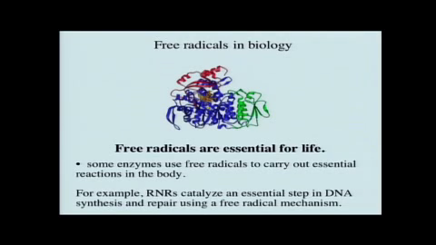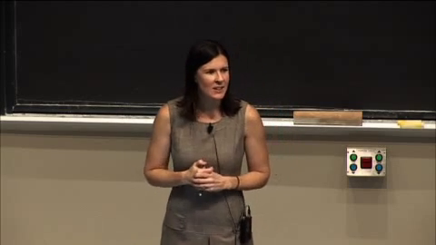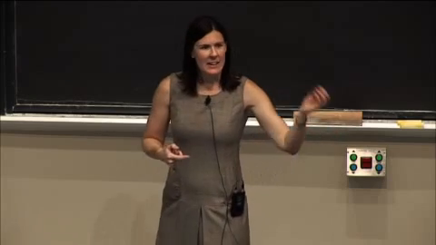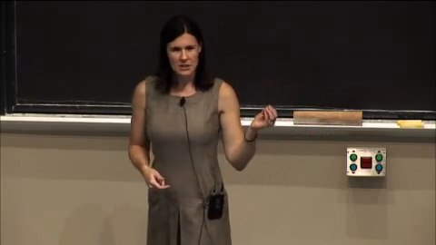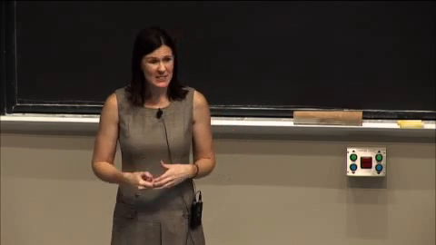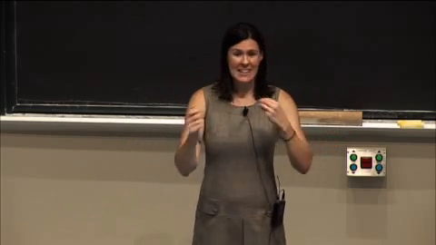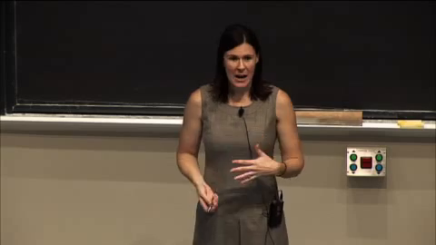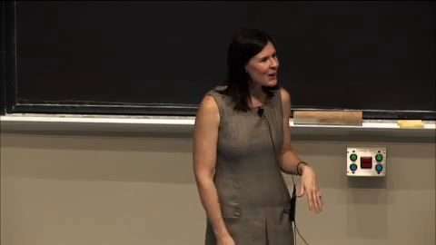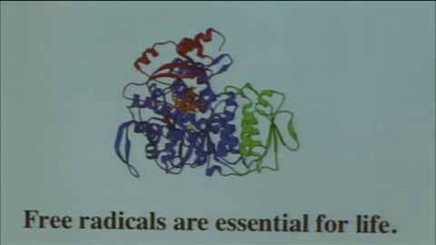So for example, this is a picture or a snapshot of a protein. This is a crystal structure of ribonucleotide reductase is what it's called. It's an enzyme that catalyzes the reaction of an essential step in both DNA synthesis and also DNA repair. And it requires having radicals within its active site in order to carry out the chemistry. So this is kind of a neat paradox because radicals damage DNA, but in order to repair your DNA, you need certain enzymes, and those enzymes require different types of free radicals.